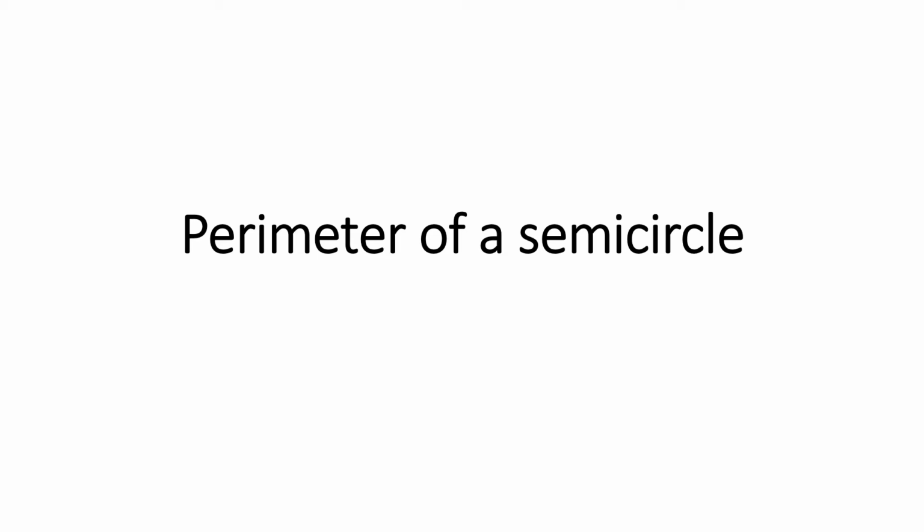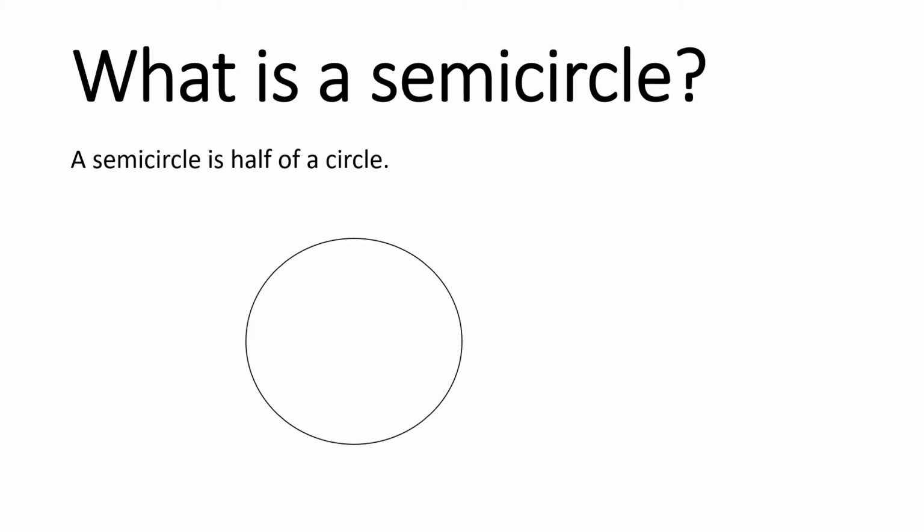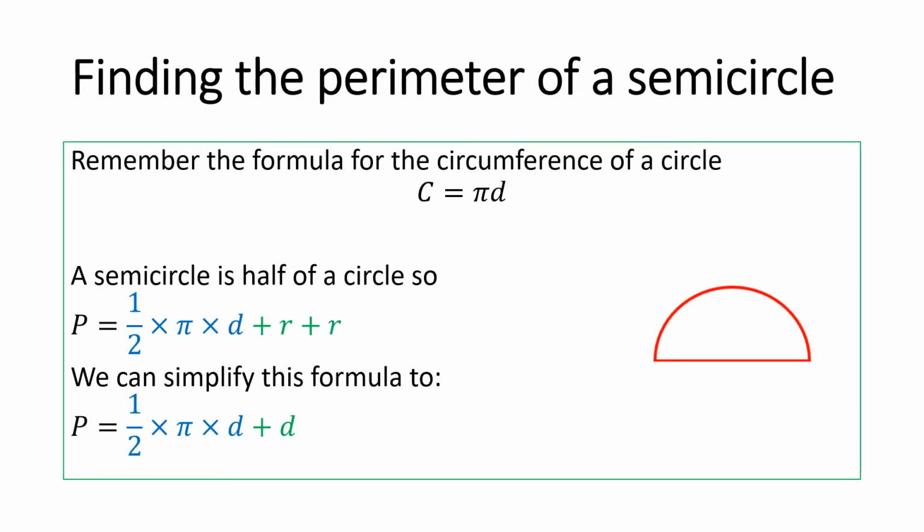Perimeter of a semicircle. So what is a semicircle? A semicircle is half of a circle. Finding the perimeter of a semicircle.